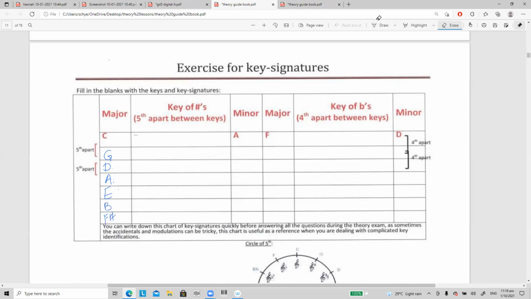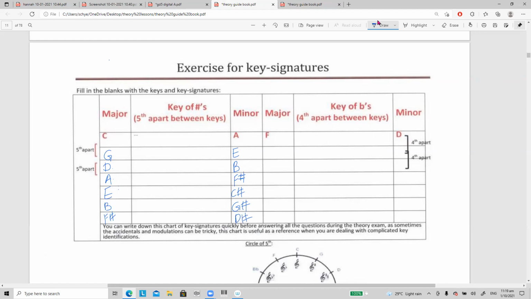For minor keys, it's the same, count 5 steps. E minor, then B minor. From F onwards, it should be F sharp. So F, G, A, B, C, so C sharp. C, D, E, F, G, so G sharp. After G sharp is D sharp.